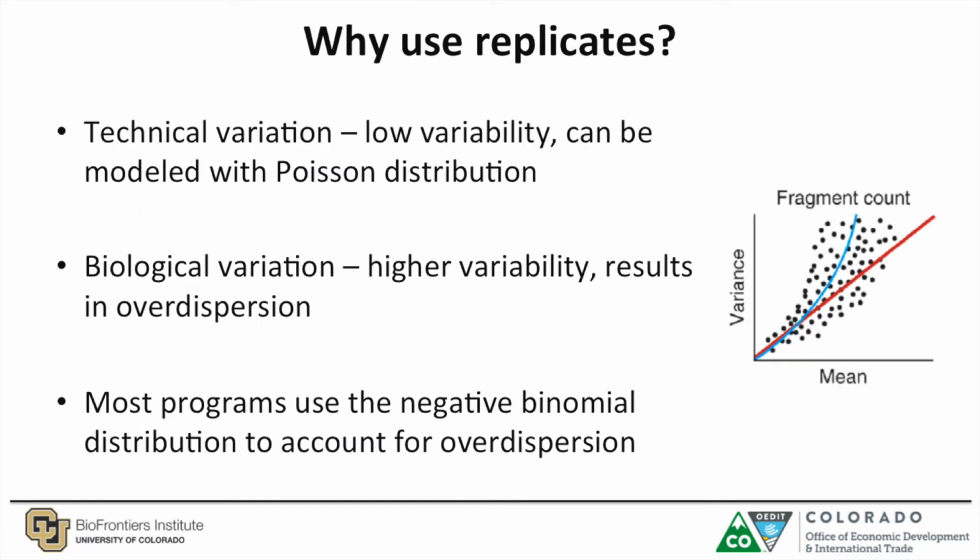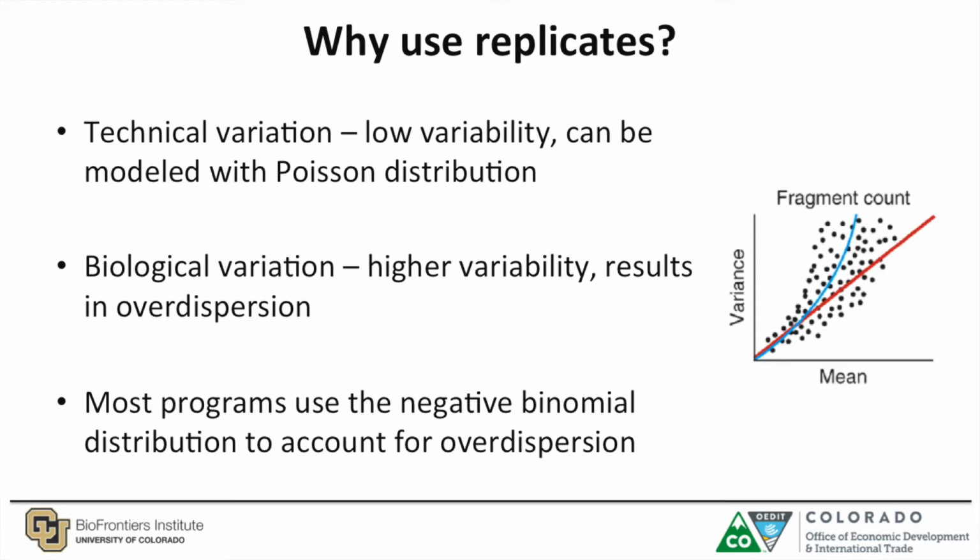We've mentioned several times that replicates are very important when performing RNA-seq, especially for differential expression. And this is because we have to get a measure of the variation in the data. We can only do this with replicates. It turns out technical replicates have quite a low variability. It can actually be modeled with a Poisson distribution, where the mean is equal to the variance.